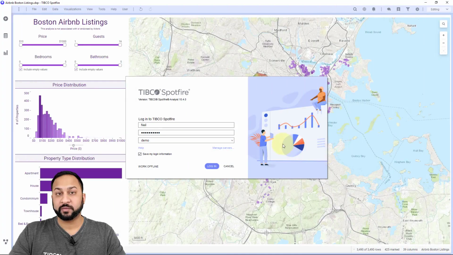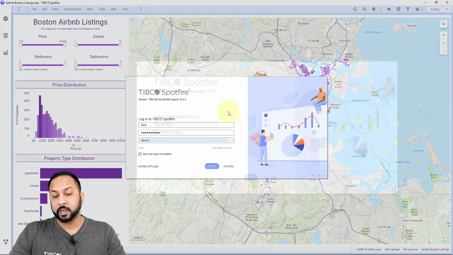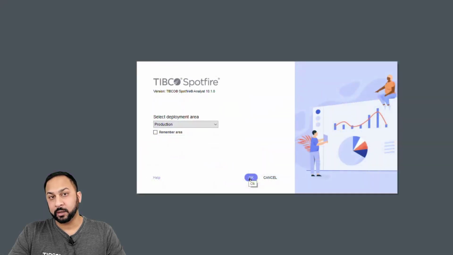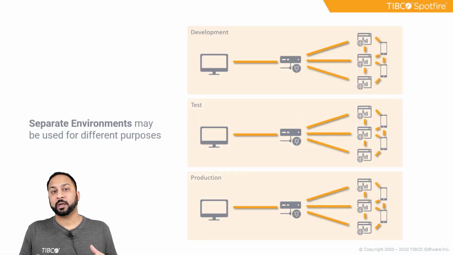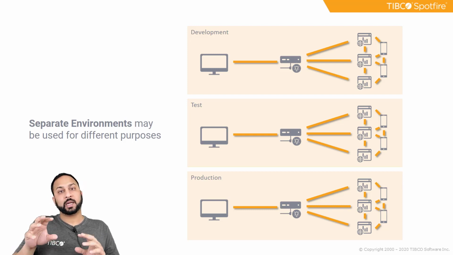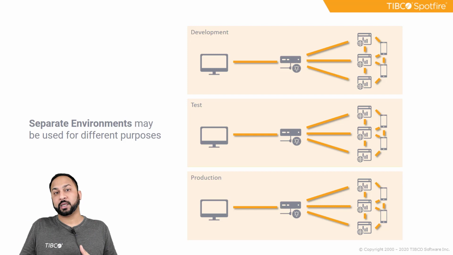When you're logging into Spotfire, you might have different servers available set up by your administrator. You also might have different deployment areas. So there's separate Spotfire environments that can be created by your administrator for different purposes, such as testing, production, and deployment. And these are all separate libraries and different servers that you can connect to. Now, the deployment areas are a little bit different, where those are in a specific environment, and those might just control different things like different modules and extensions.